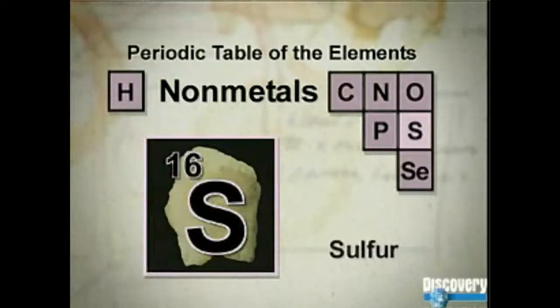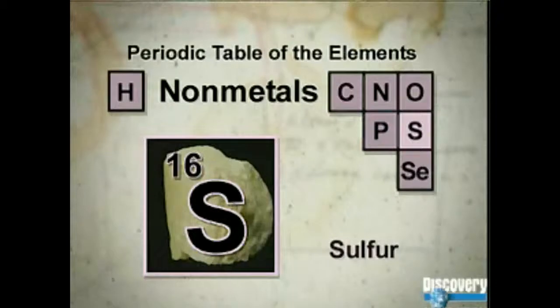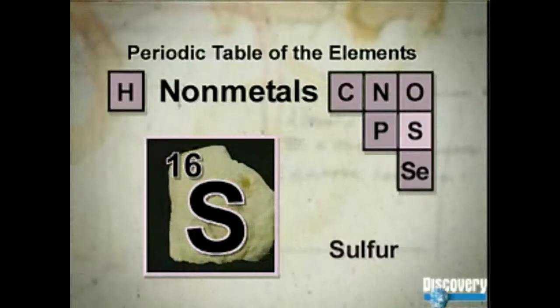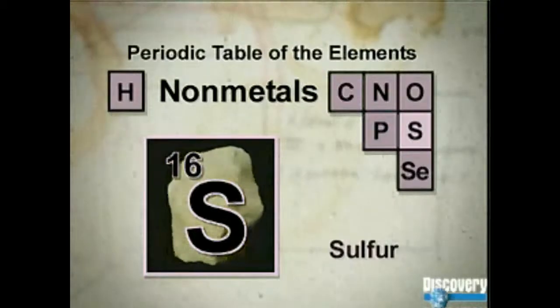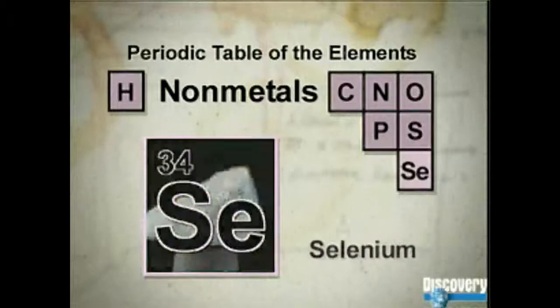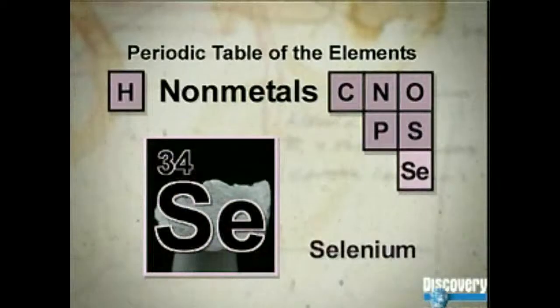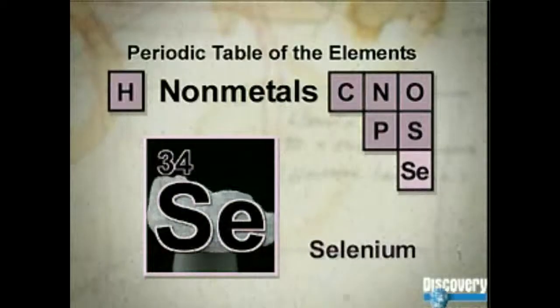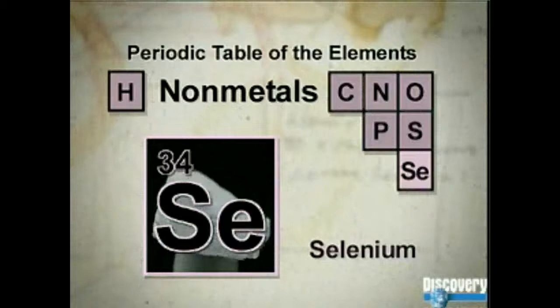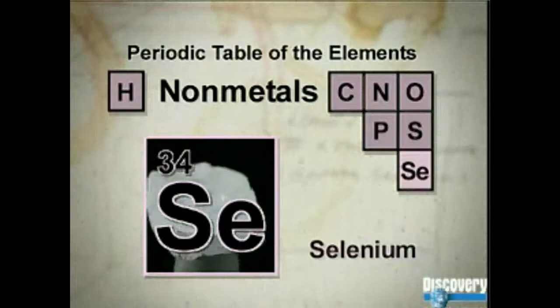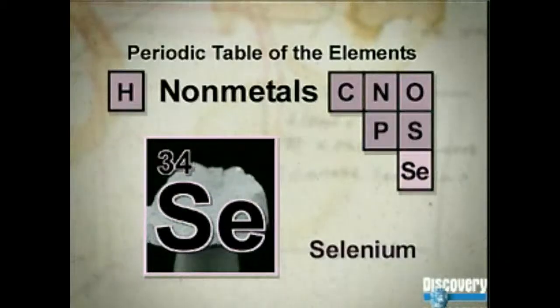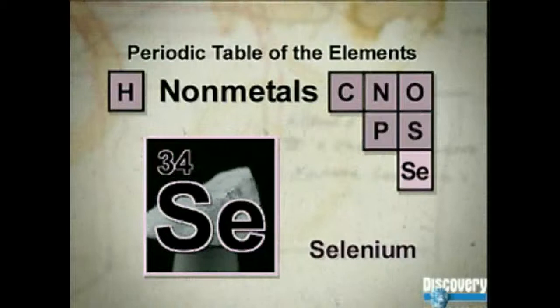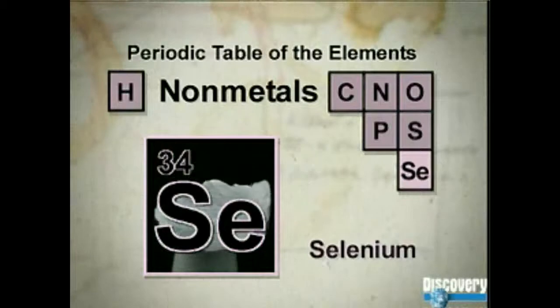Sulfur, once known as brimstone, is a yellow crystalline solid. It was a main ingredient for medieval alchemists. Selenium is a gray nonmetal that conducts electricity better when exposed to light. It is also a trace element that helps the thyroid gland function, but many of its compounds are extremely toxic.